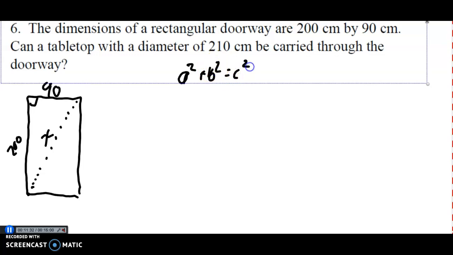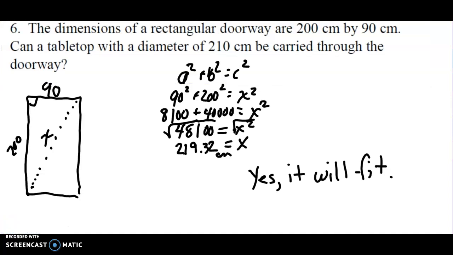equals c squared. And a is going to be 90, b is going to be 200, and c is going to be our x. Go ahead and pause the video and solve this one. Okay, when I solved this, I got 219.32. So again, what that means is this length here is 219.32 centimeters. And so yes, it will fit because the tabletop is only 210.